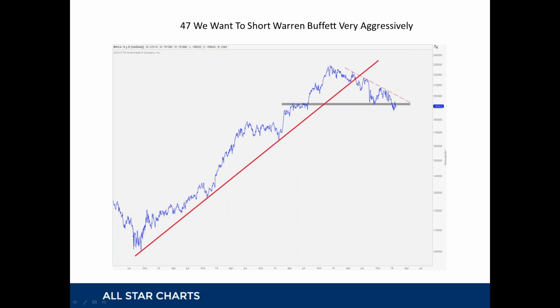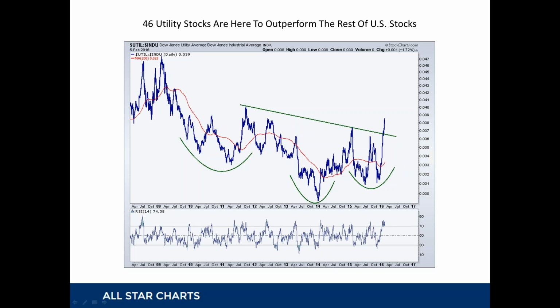This is a broken stock. And as long as we're below the downtrend line from last year's highs, we want to be shorting Warren Buffett and Berkshire Hathaway aggressively. And with every loser, there's a winner. When money comes out of one market, it's going into another. And this is the theme that we're going to be discussing through this short video.